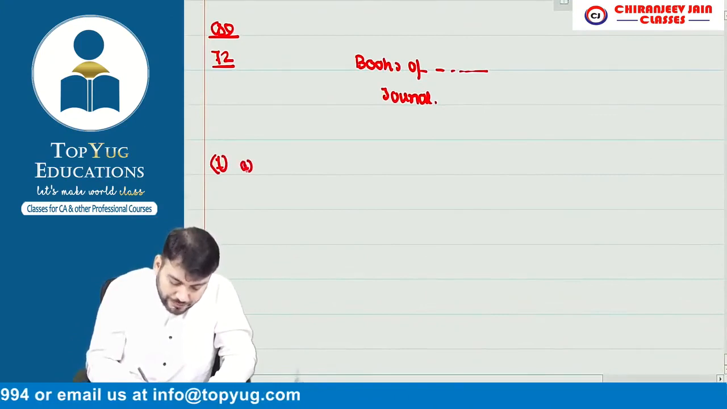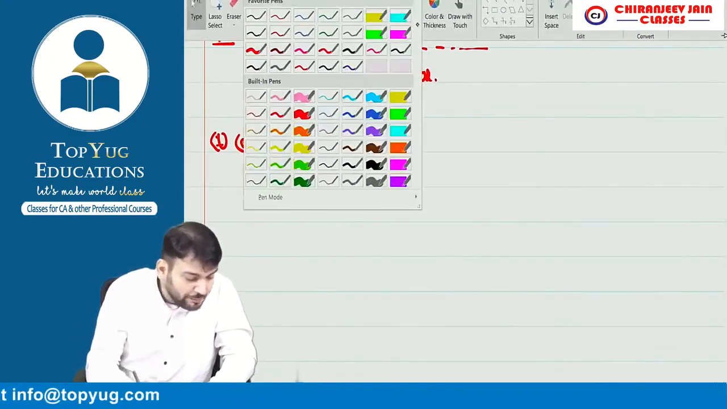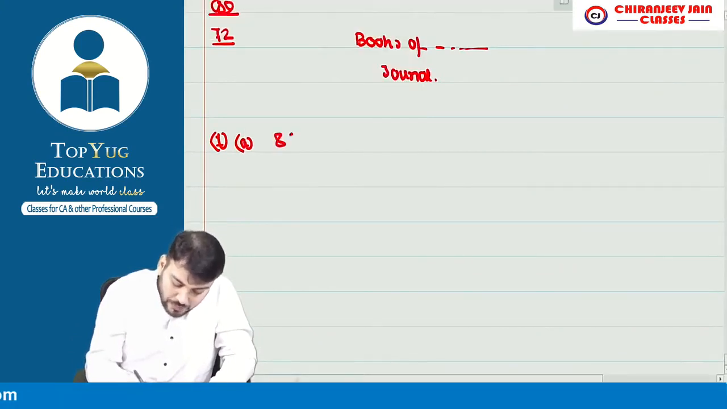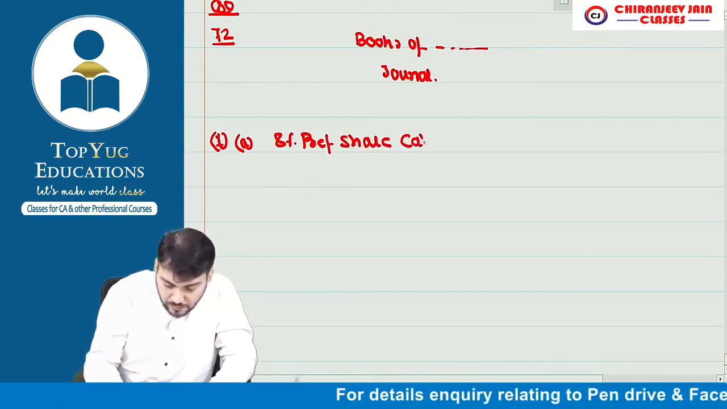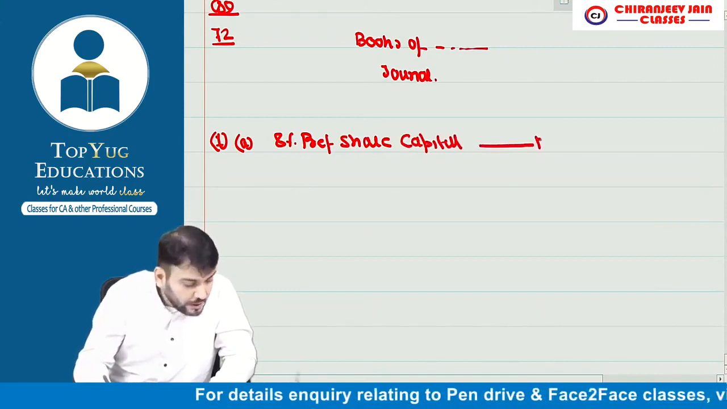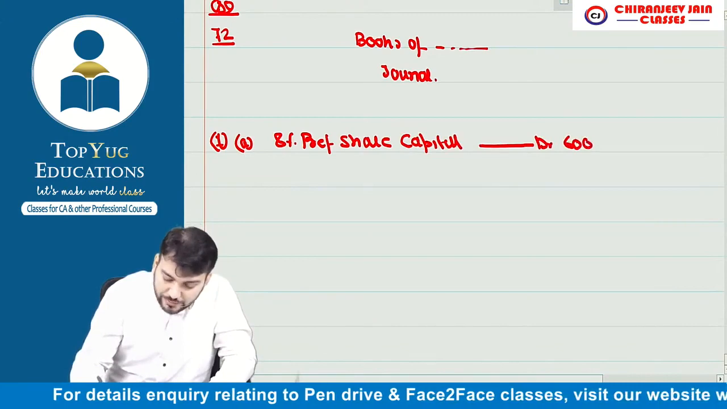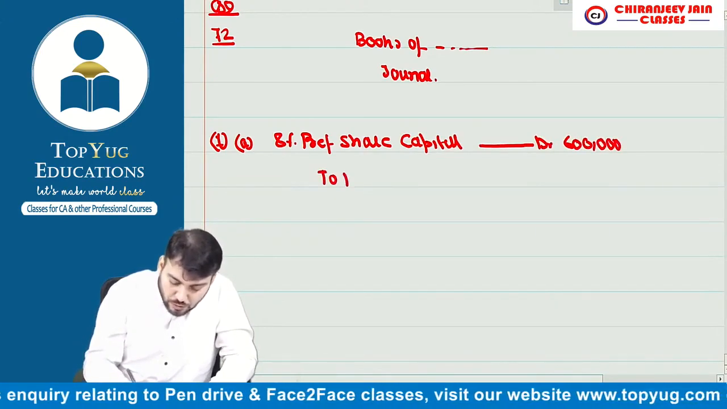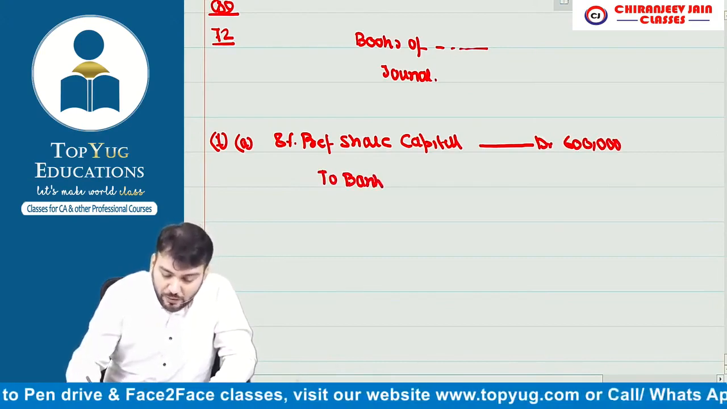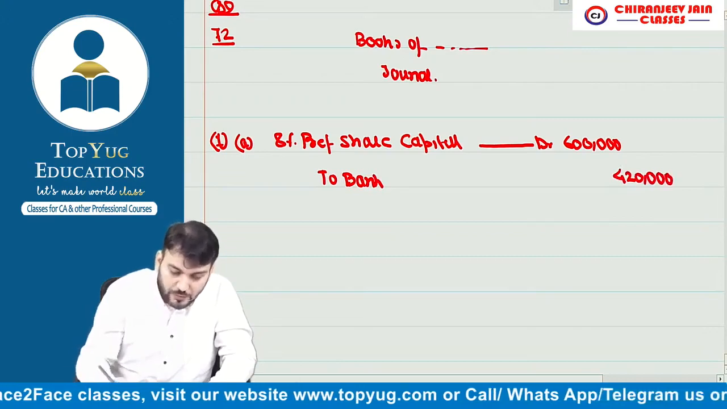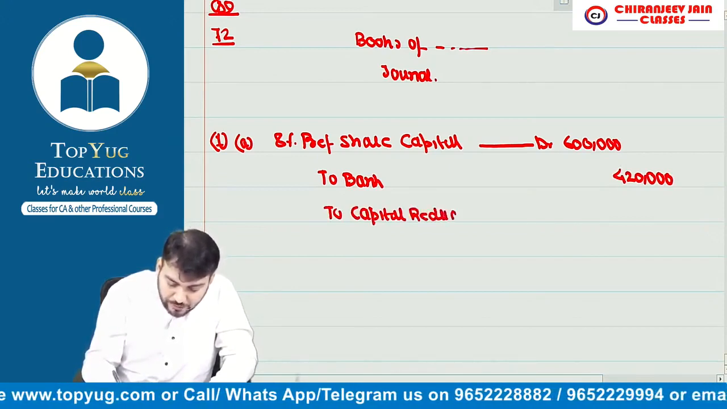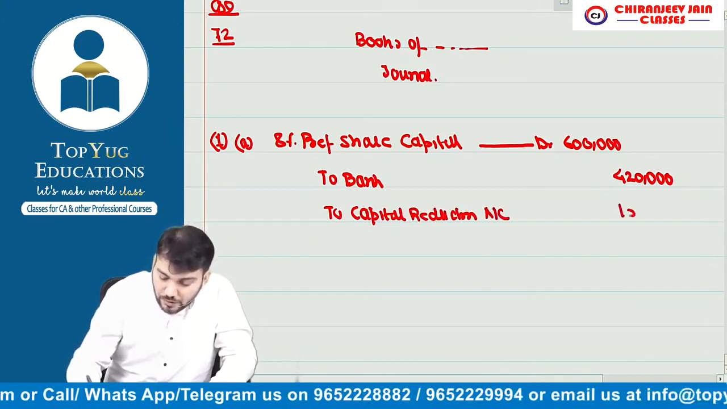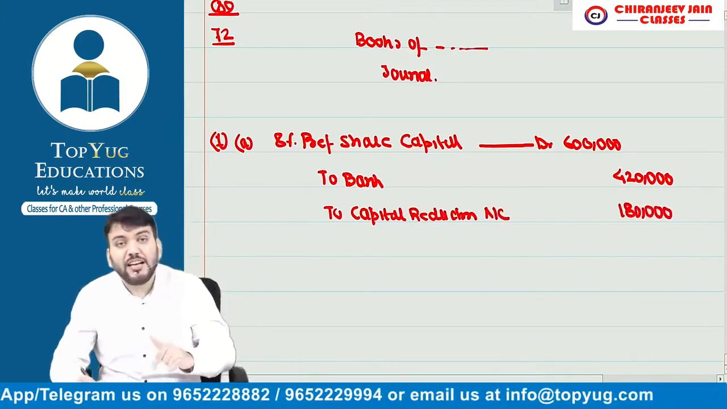पॉइंट नंबर 1 का ए. हाउ मच? इट इज 8% प्रेफरेंस शेयर कैपिटल. 8% preference share capital account debit, how much? 6 lakh to bank. 70% of 6 lakh, how much? 4,20,000 to capital reduction account 1,80,000. So this is the journal entry for capital reduction.